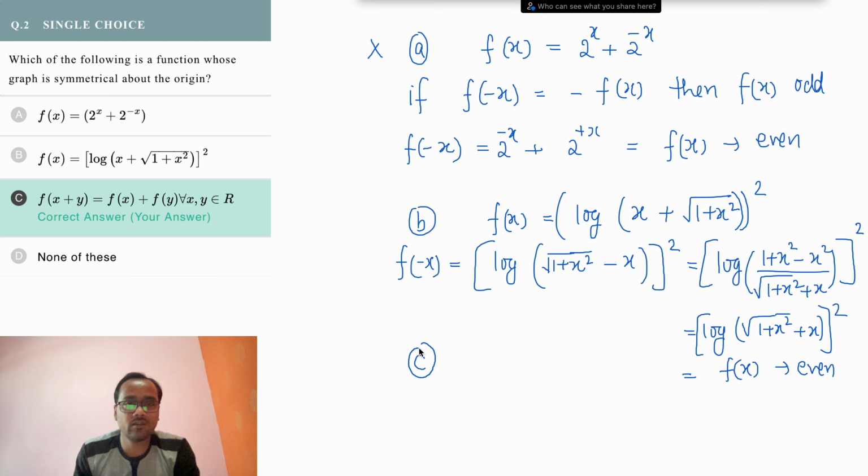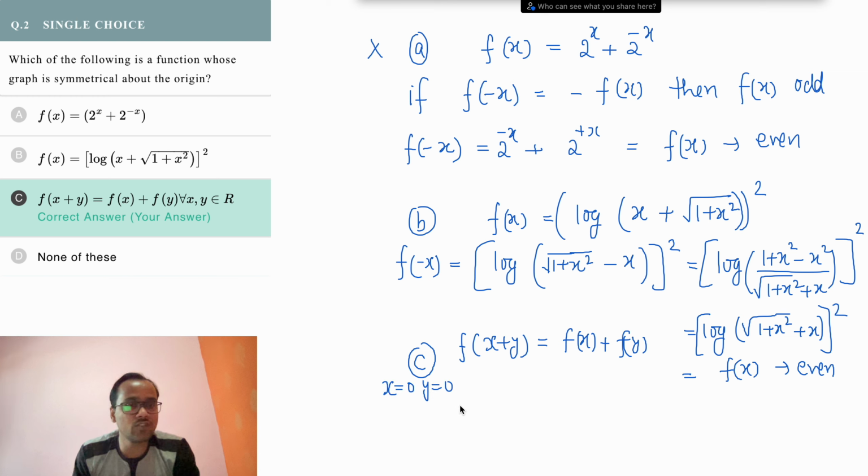So let's see option C. Option C is f of x plus y is equal to f(x) plus f(y). First of all, you put x equal to 0 and y equal to 0 in both places.